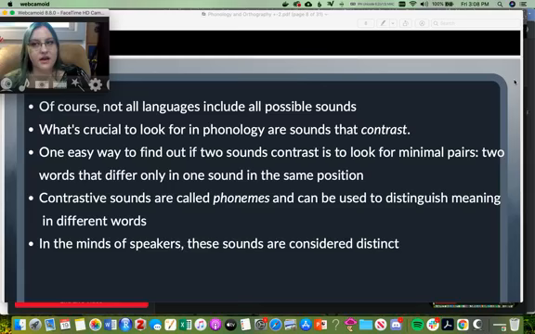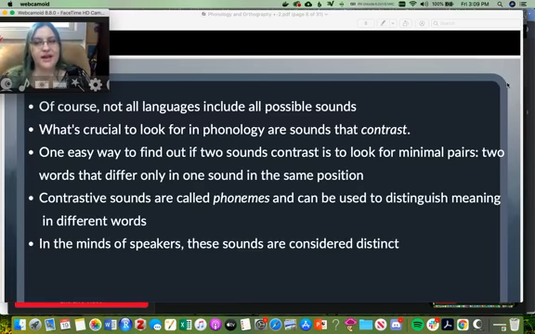And what I mean by contrast is that they are considered two separate sounds that can distinguish meaning in a word if you were to replace it. So one easy way to figure out if two sounds are in contrast is to look for what's called minimal pairs. Minimal pairs are a pair of words that differ only in one sound in the same position. Some examples in English would be bat and pat, or lip and rip. They differ only in one sound in the same position. In this case, it is the initial position in the word.